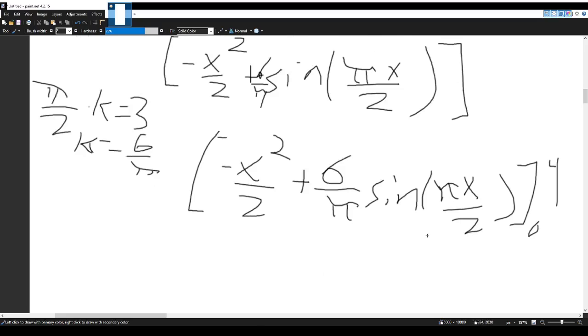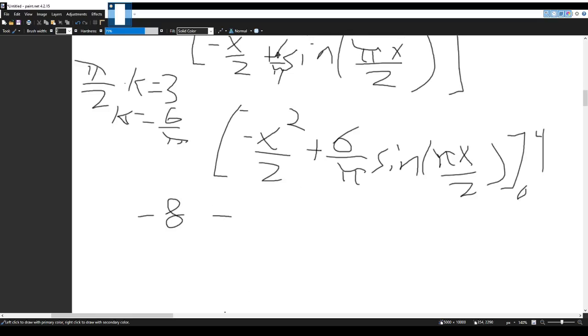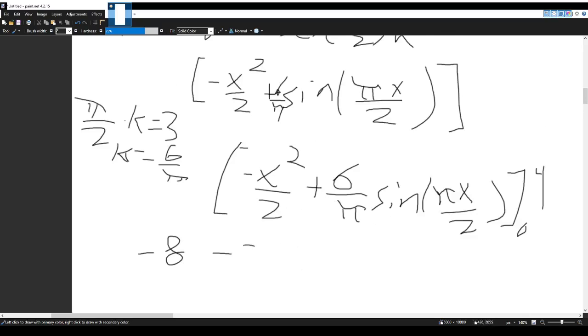So let's see. Evaluate at 4. X squared, 4 squared is 16 divided by 2 is 8. So we have negative 8 plus, that's going to be 2 pi, so that's all going to be 0 because sine of 2 pi is 0. So negative 8 minus, plug in 0, that's going to be sine of 0, right? So is this whole thing just negative 8? Looks like it. Okay, so yes, minus 0. So this part is negative 8.